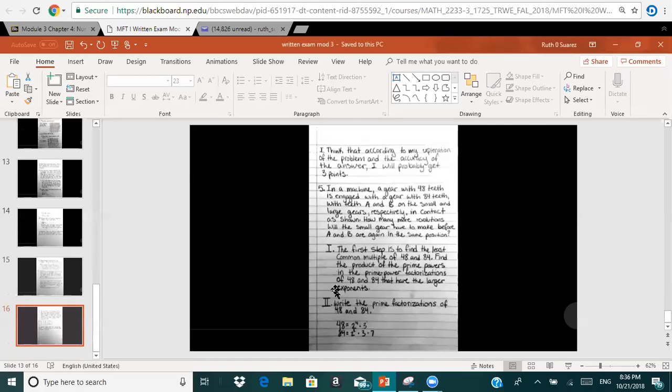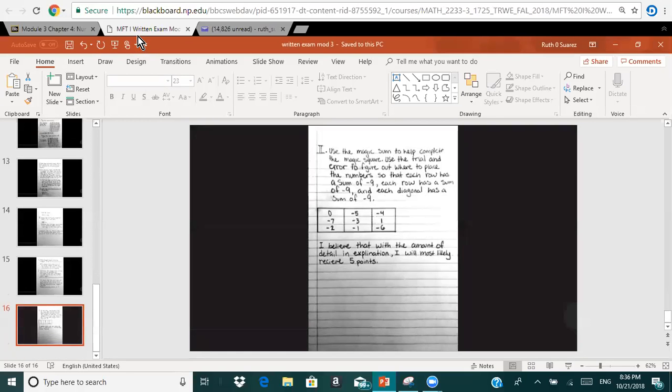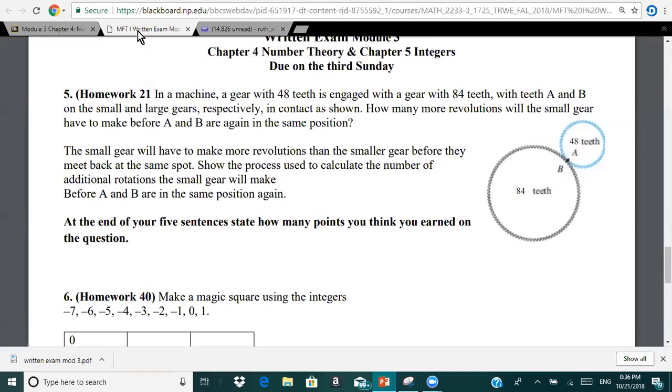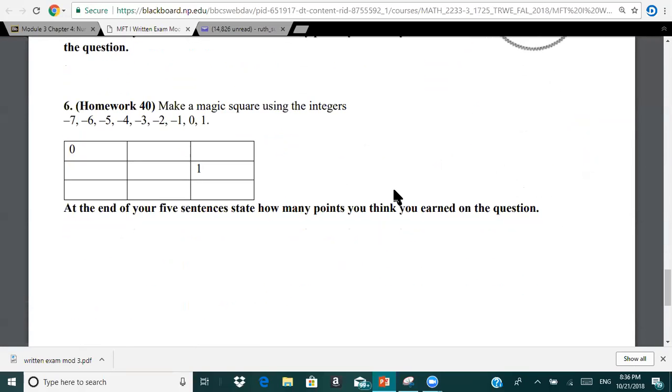Oops, sorry about that. So essentially, this is what it's going to look like. You have to make a magic square using integers -7, -6, -5, -4, -3, -2, -1, 0, and 1. So how do we do that?